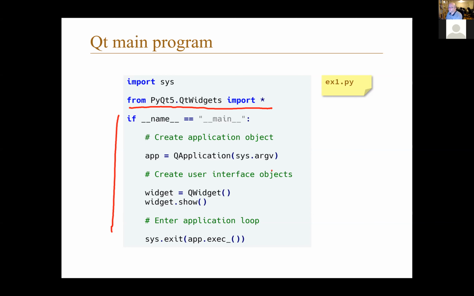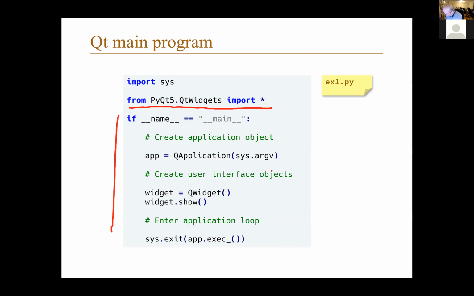The next step is you have to create your user interface objects. In this case, the main class for the user interface is a widget. And the widget can be shown. So the next step is to show your widget. And the final step is to go into the application loop.